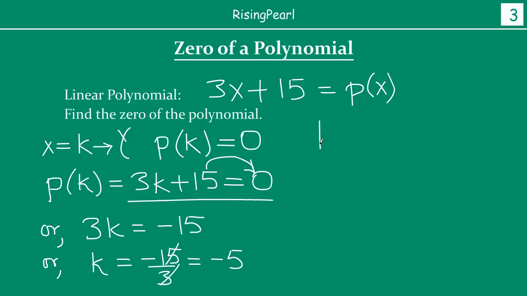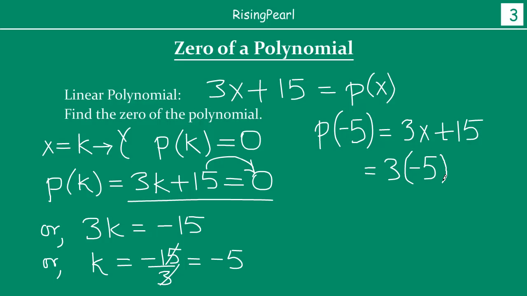And again, we can simply check if our answer is correct. So p(minus 5), that is the value of the polynomial at x equal to minus 5, will be 3 times x plus 15, or 3 times, instead of x we put minus 5, plus 15, which is minus 15 plus 15, and that will be equal to 0.